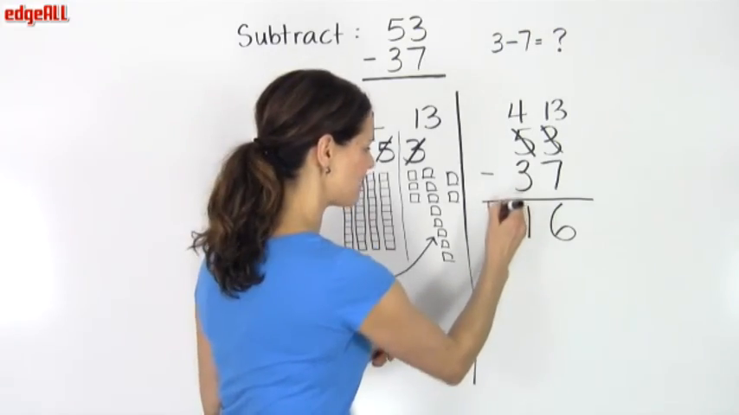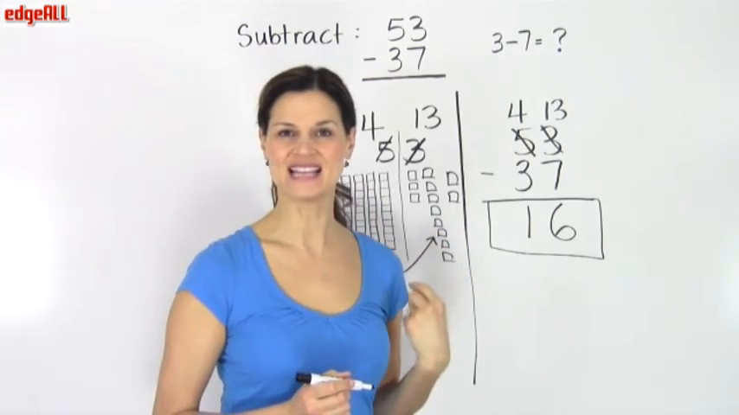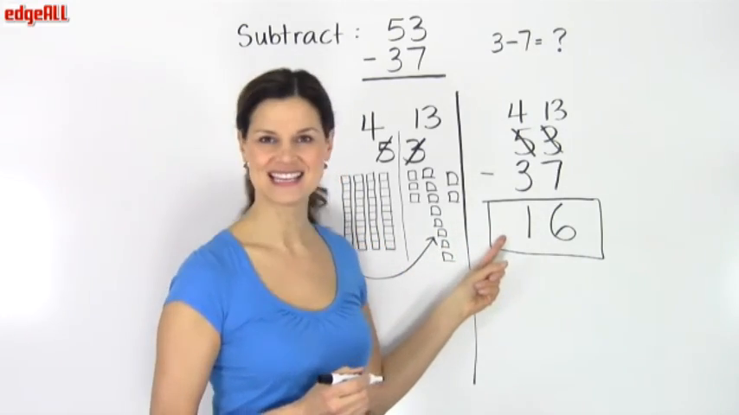And so I now have my solution of 16. 53 minus 37 equals 16.